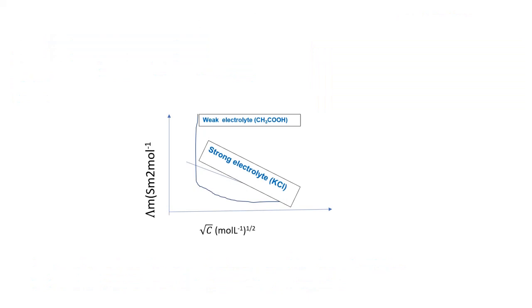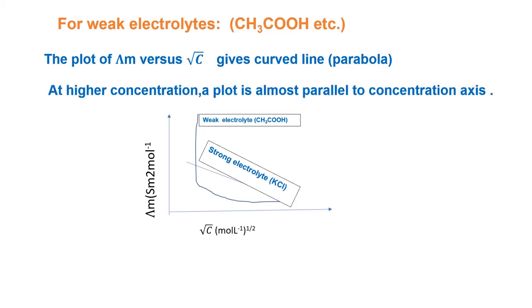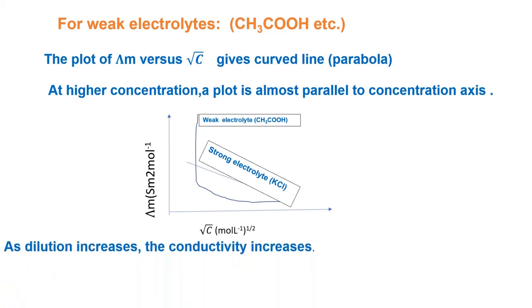For weak electrolytes, for example acetic acid, which is partially dissociated, the plot of lambda m versus root c gives a curved line, a parabola. At higher concentration, the plot almost lies on the x-axis, almost parallel to the concentration axis. As dilution increases, the conductivity also increases.